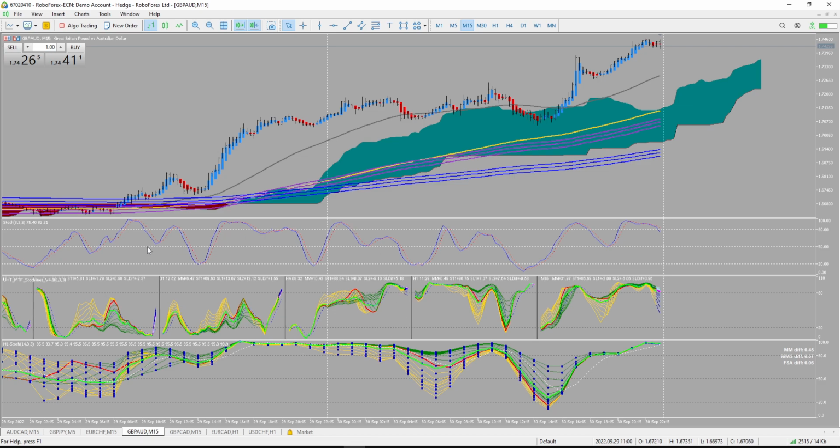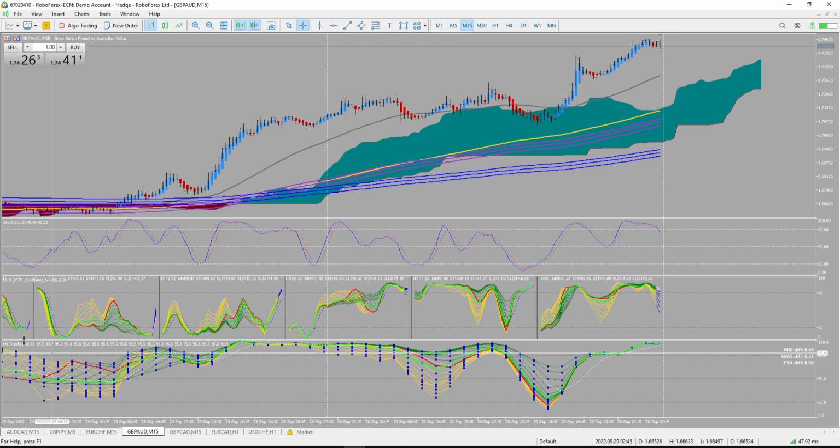Now, rule of thumb, this is what I consider: if stochastic is above the 50 level, we are in an uptrend situation. Obviously, it depends on time frame and the correlation between them.